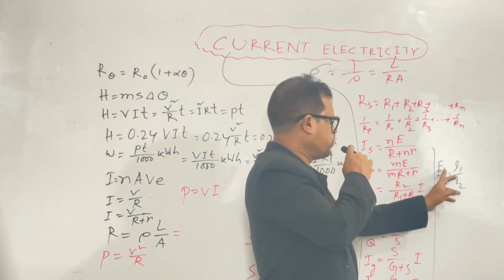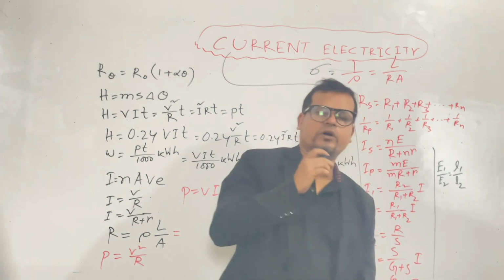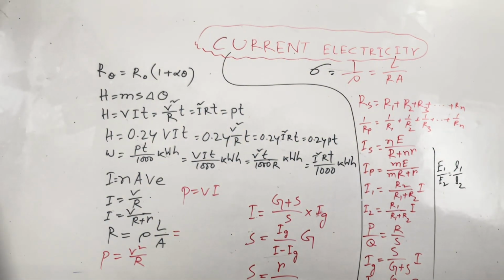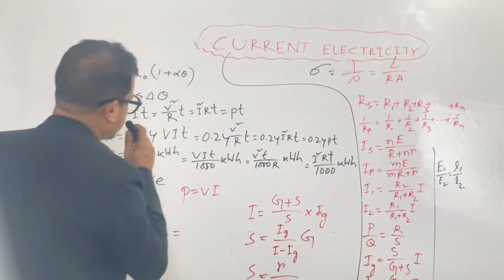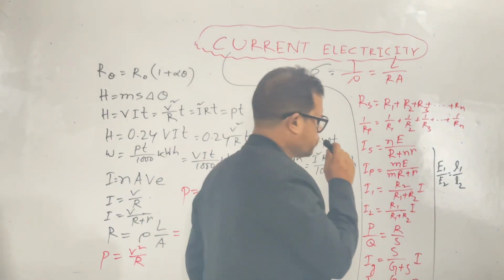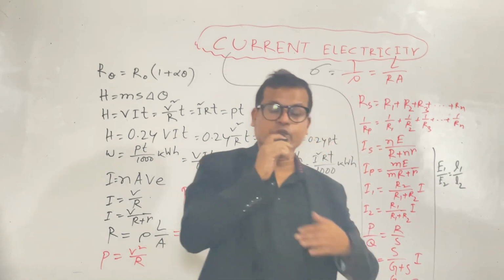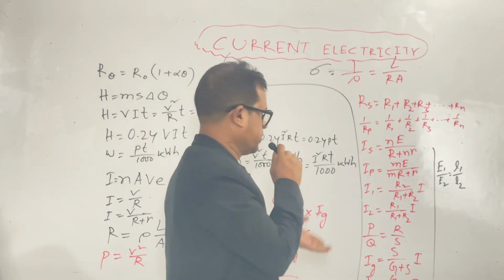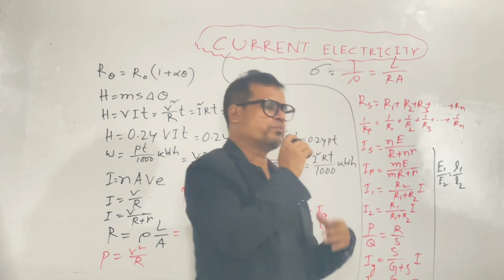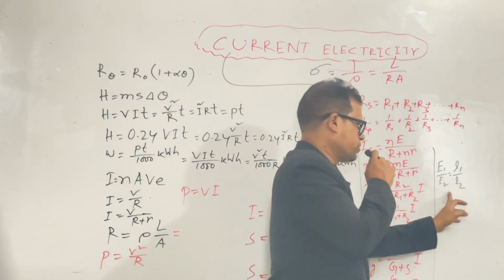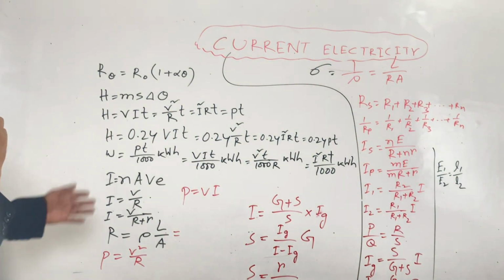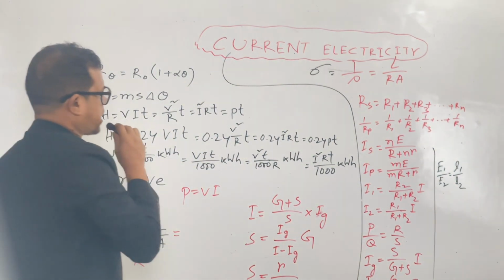Final formula, E1 over E2 equals L1 over L2. E1 is the potential difference of cell 1, E2 is the potential difference of cell 2, and L1 is the neutral point, the balance point where you get no galvanometer deflection, and L2 is the neutral point due to the cell E2. Okay, dear guys, these are all the formulas related to current electricity.